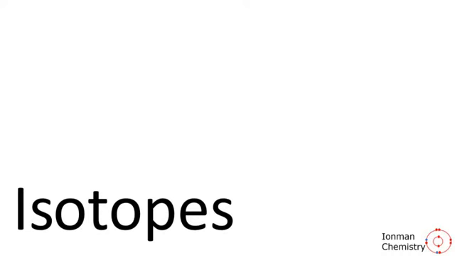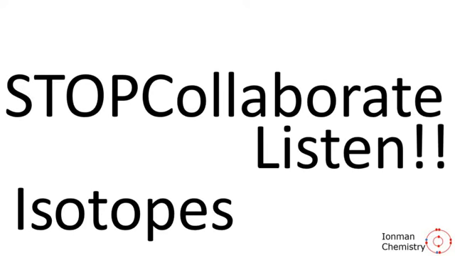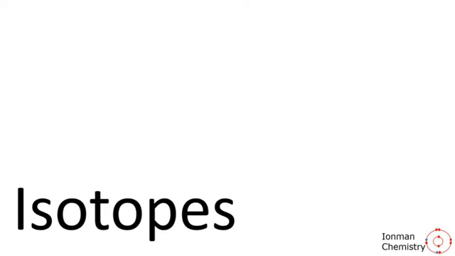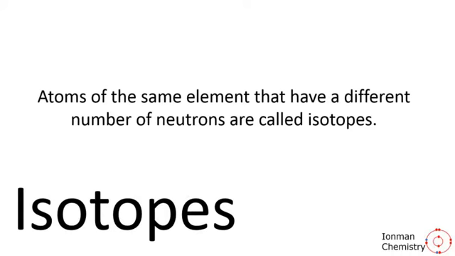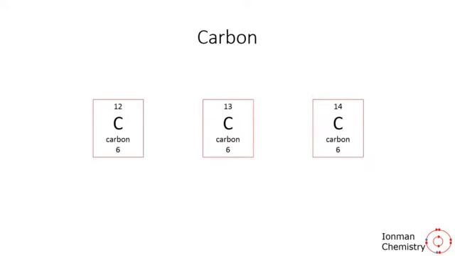Isotopes. Alright, stop. Collaborate. Listen. We need to talk about isotopes. Now, if you want to understand isotopes, what you need to know is that atoms of the same elements that have a different number of neutrons are called isotopes. But you probably want this explaining a little bit.